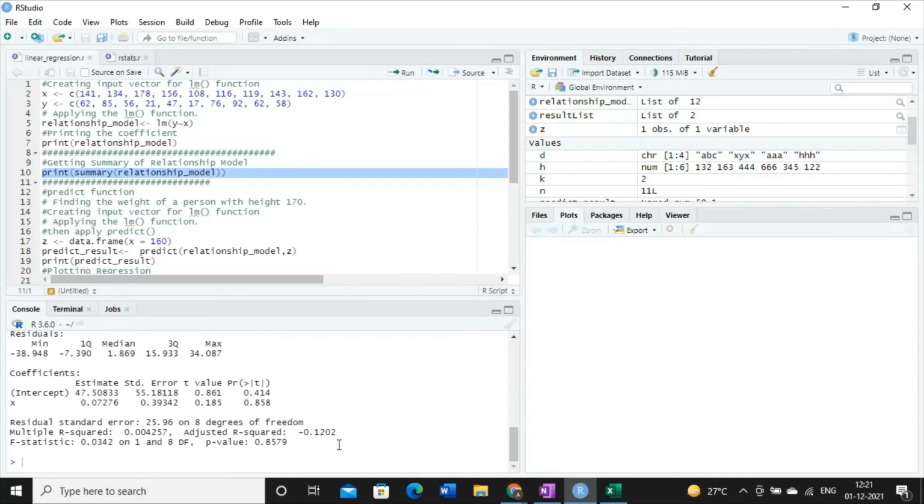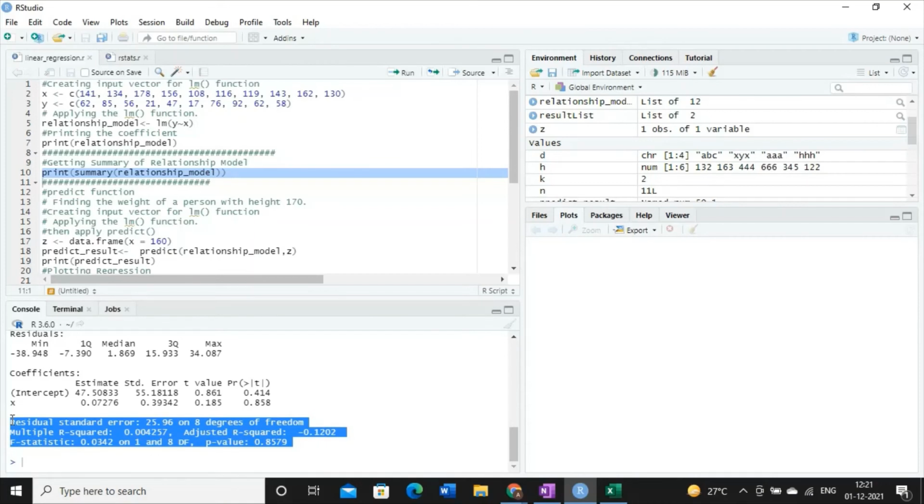There are lots more things. You are expecting that the summary function will give us the average error, and average error means residual, so we are expecting one value. But see the different kinds of values it gives: residual standard error, multiple R square, adjusted R square, and F statistics.